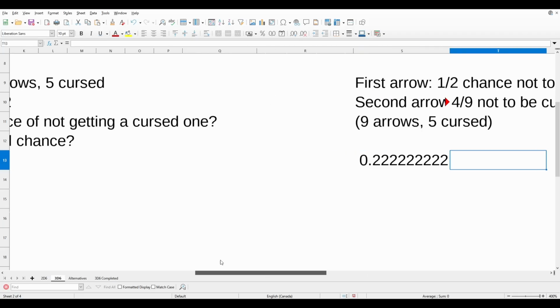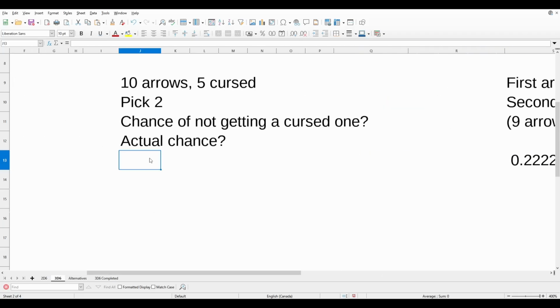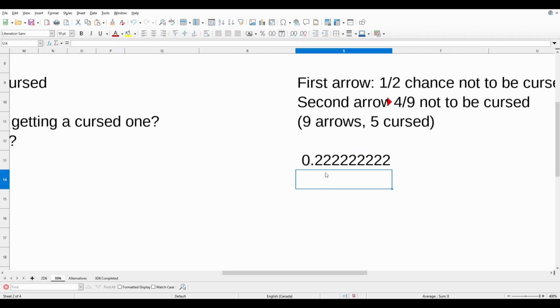The second way of doing it is to actually count the number of ways that I can pick, the number of outcomes in which I pick all non-cursed arrows and divide it by the total number of ways I can pick the arrows. This is the way that the XKCD wiki actually solves this problem. I'm going to briefly go over this.